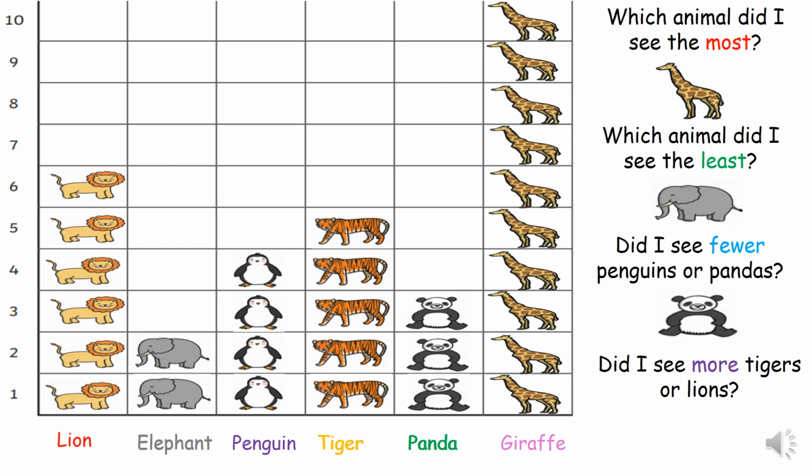Did I see more tigers or more lions? So now we need to look at the lions and look at the tigers. Which did we see more of? So which is a greater number? Good, the lions, because we saw 6 lions and we only saw 5 tigers, and 6 is a larger number than 5.